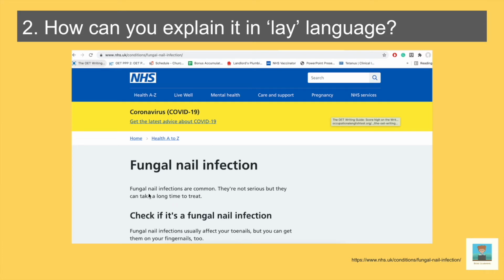So a fungal nail infection is something quite common, and they're not normally anything serious, but they can take a long time to treat. Infections usually affect your toenails, but you can get them on fingernails too. So of course we've got two different kinds of nails. We've got toenails on our feet and fingernails on our hands.